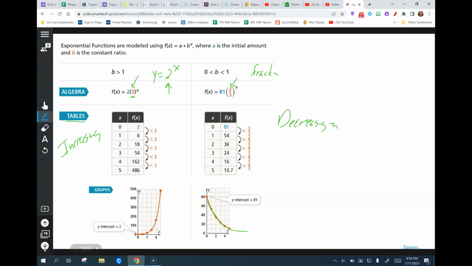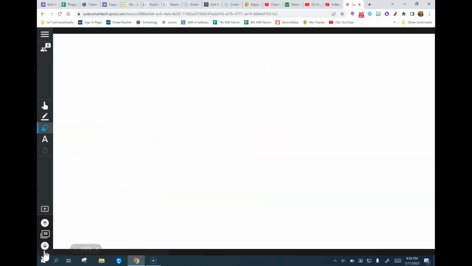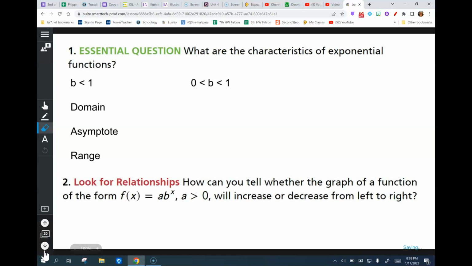So this is a decreasing function. Okay? So just keep that in mind when you're looking at these. But this just kind of summarizes what we've been talking about too. You can always pause and write this down in your notes if you'd like. Okay, so now let's go to the essential questions. What are the characteristics of an exponential function? Well, if b is less than 1, we have that, and then if b is between 0 and 1.